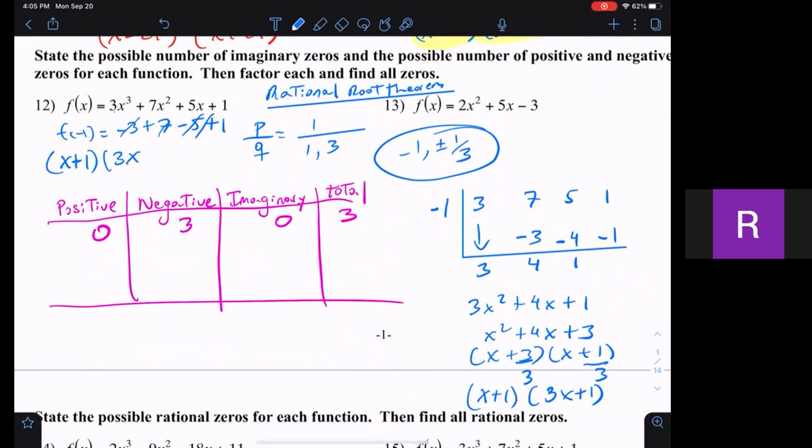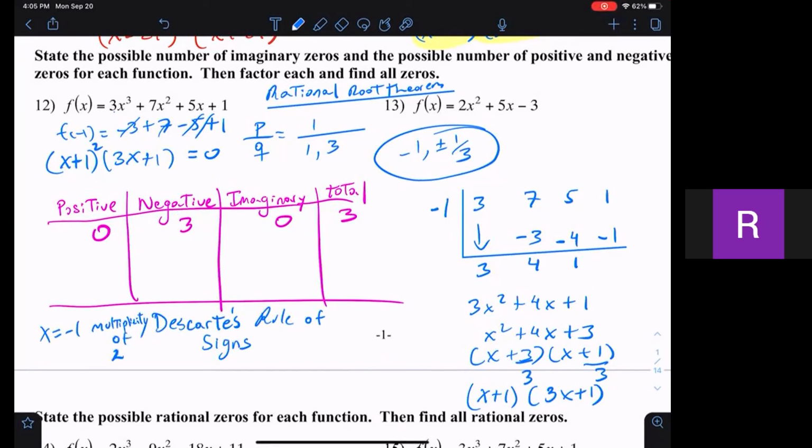So this is 3x plus 1, and then x plus 1 again, right? For a second time, we get x plus 1. So that means this has a multiplicity of 2. And based on the Descartes rule of signs, we're supposed to have 3 negatives. So if I set it equal to 0, because they want me to find the zeros, this is x equals negative 1 with multiplicity of 2.